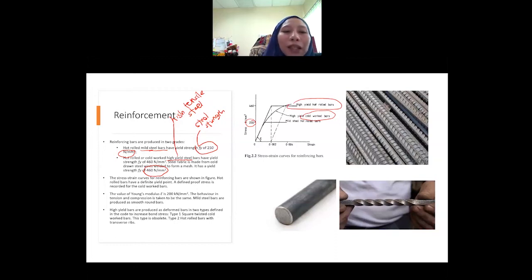Okay. So the Young's Modulus of Elasticity, E, is 200. The behavior in tension and compression is taken to be the same as that of the bar produced as small round bar. So this is mild steel bar. High yield bar is produced as deformed bar. So this one lah. Into types, cold and also hot.